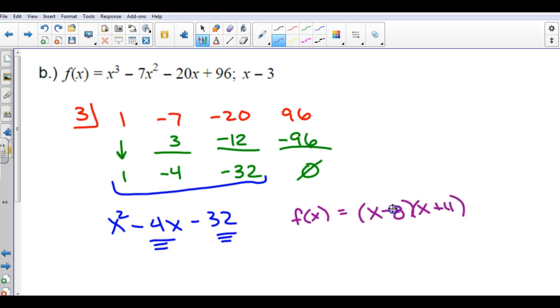So negative 8 times the 4 is negative 32. Negative 8 plus 4 gives me negative 4. And then just remember to bring down the original binomial from the beginning, which is the x minus 3. So that is your final factored form answer, which again, if you were just to distribute this whole thing out, you would end up with this part right here.